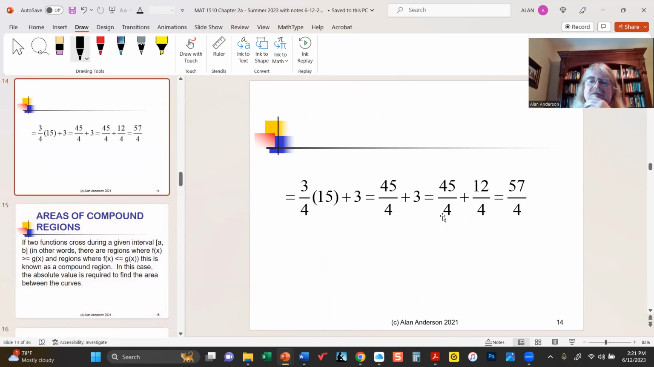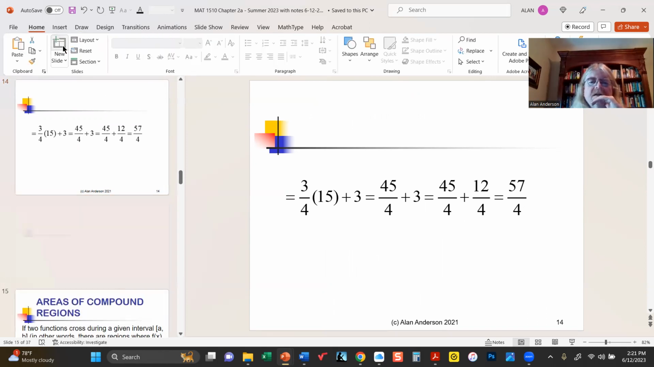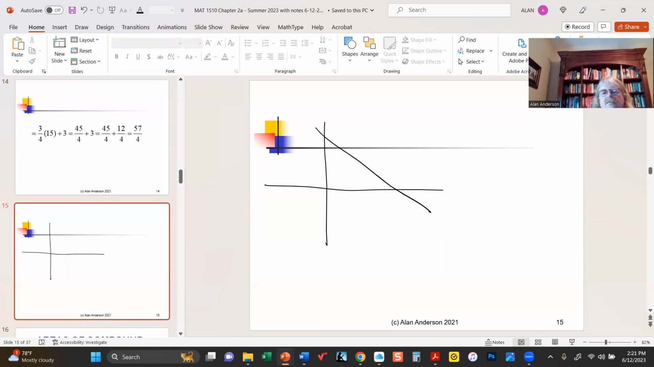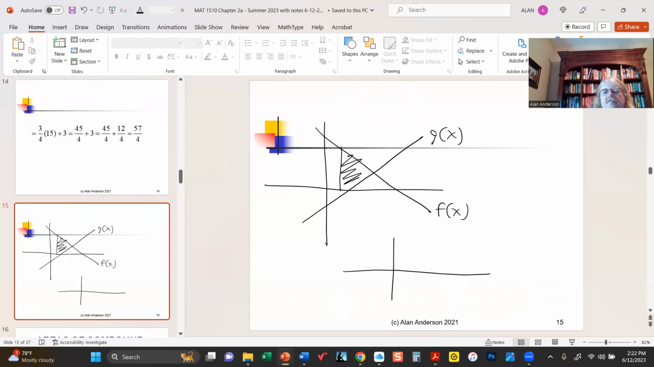Now, what happens though? Now, if you notice, that was a very nice example because no matter what happens, it was something like this. In the interval of interest, f of x is always on top. What if that's not true? What if you have something like this?